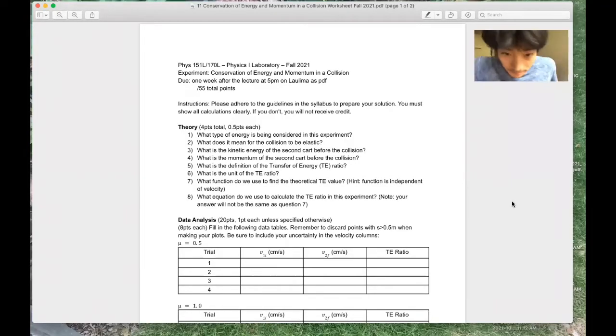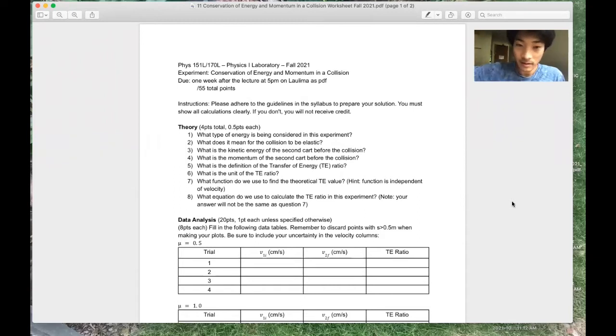Hi, everybody. Okay, so today I'd like to go over the conservation of energy and momentum in a collision lab worksheet and kind of what you got to do for it. Okay, so just to review what the lab actually is, the question that we're trying to answer is we're trying to show that energy and momentum are conserved through an experiment.